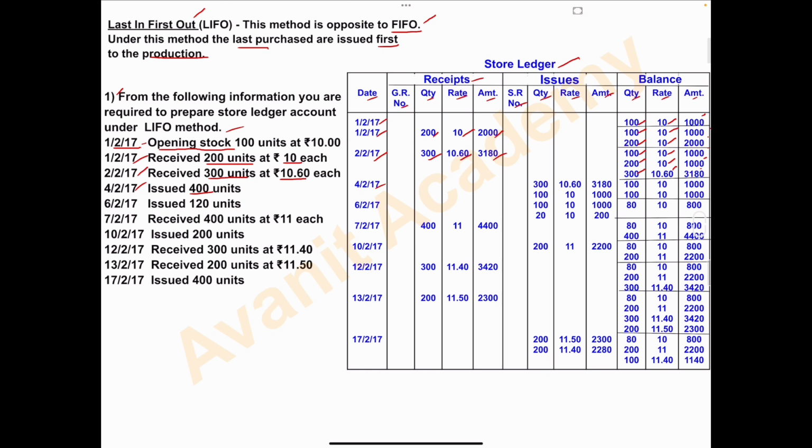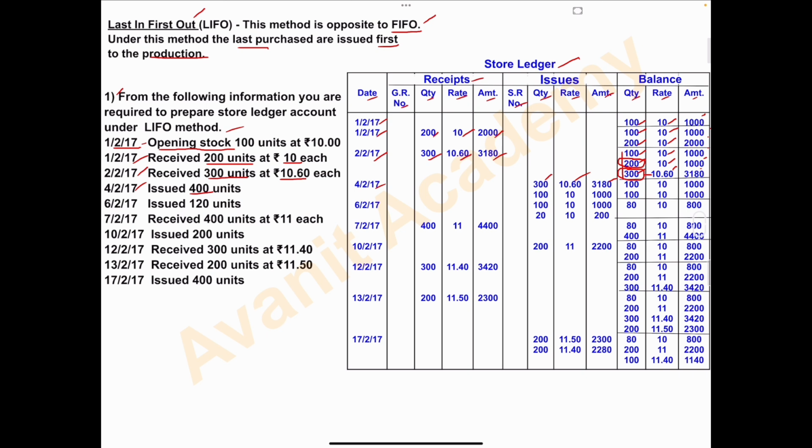The material which are purchased last, or the latest purchase, we have to issue first. So first we have to issue this 300 and remaining quantity from 200 units. So total 400 we have to issue. First we'll issue this 300, write in issues column 300. The rate per unit to this is 10.60. Amount will be 3180. Next we have to issue 100 units, total 400.